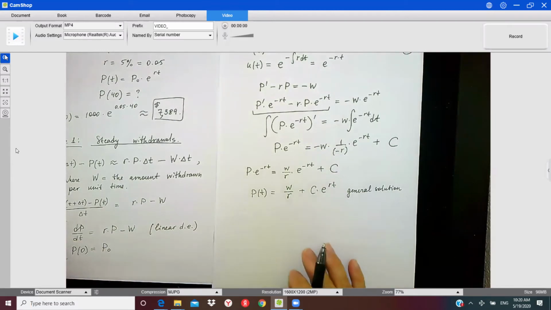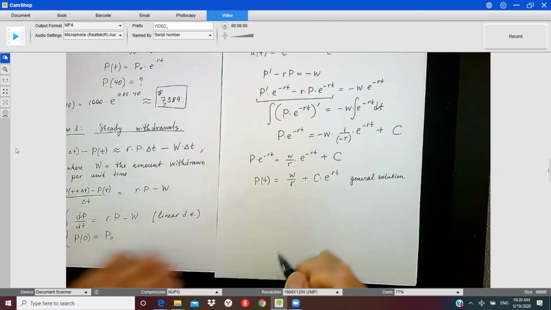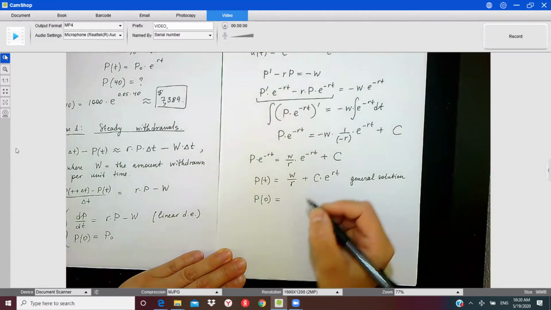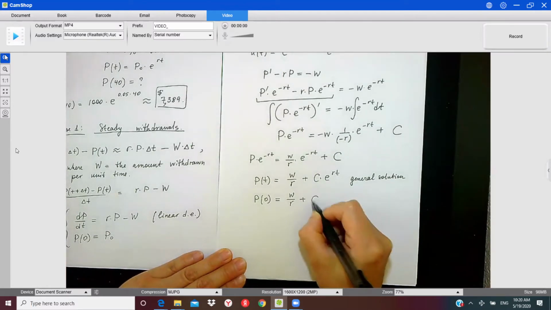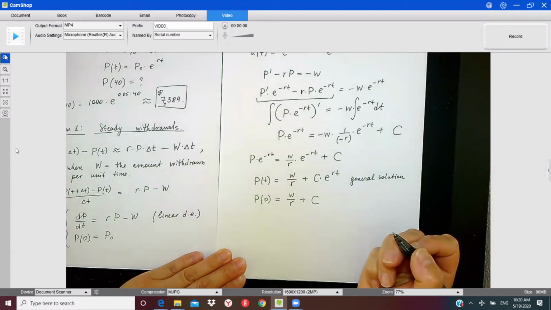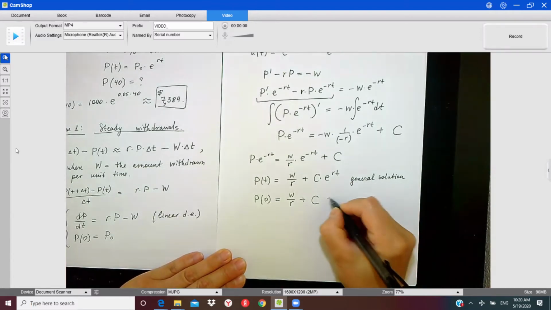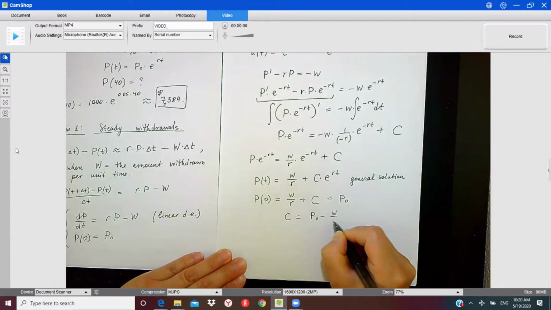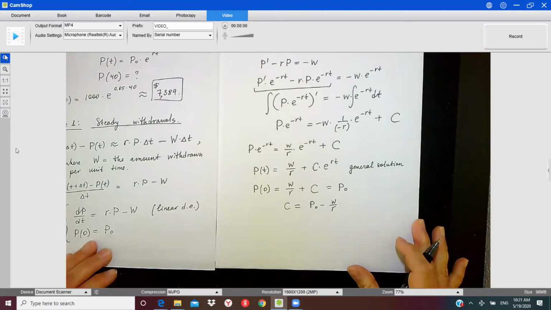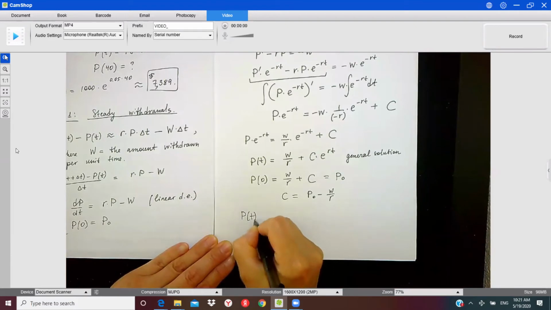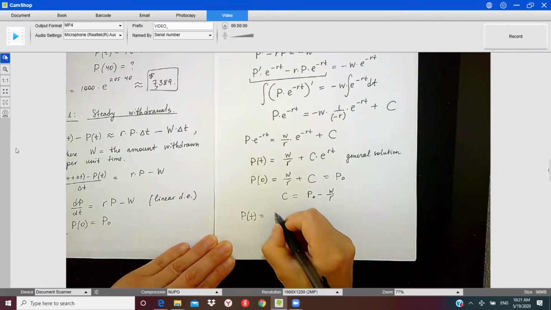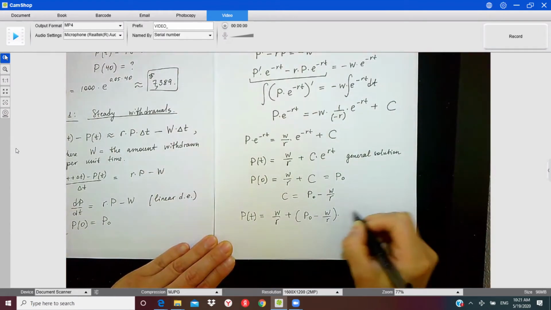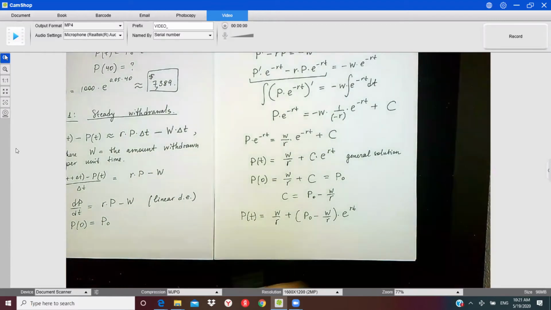All I have to do now is plug in 0 for t, so we get p of 0. Let's plug in 0 for t, so we get w over r plus c. e to the 0 is just 1, so we're supposed to have p sub 0. So c is p sub 0 minus w over r. And therefore, our particular solution, this is the final answer, will be w over r plus, and then we have p sub 0 minus w over r times e to the rt. So this is what I'm getting here.